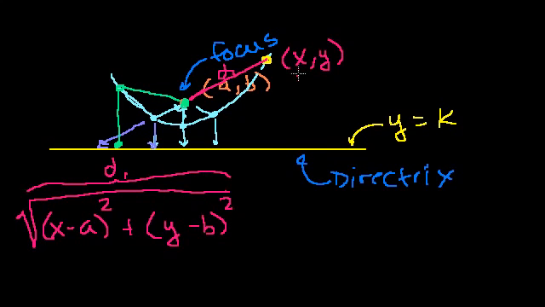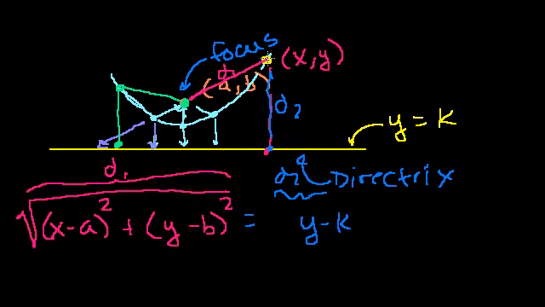And we want to find all of the x and y's where the distance to the focus is equal to the distance to this line right there. So if we call this distance d2, the distance to the directrix, then the distance to the focus is going to be equal to d2. And d2, what's this going to be equal to? Well, it's just the difference in y, right? Because no matter where we are, we're just going to drop down straight to the directrix. So the difference in y, I could just say y minus k. That would be the difference in y.